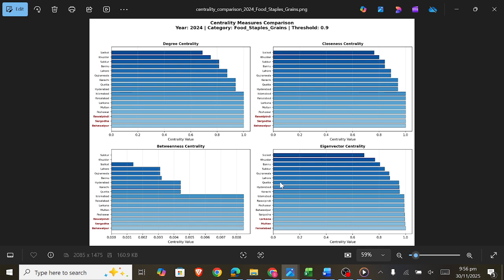Third is betweenness centrality. This counts how many shortest paths pass through a city. High betweenness identifies cities that connect different regional markets.